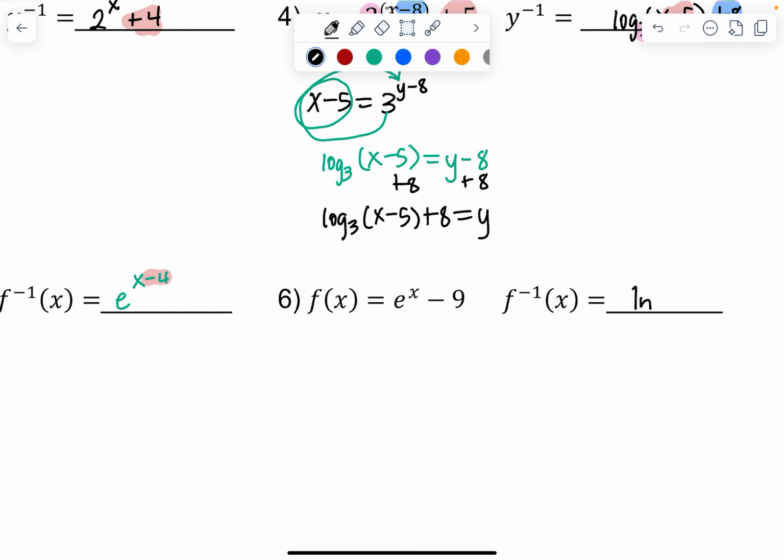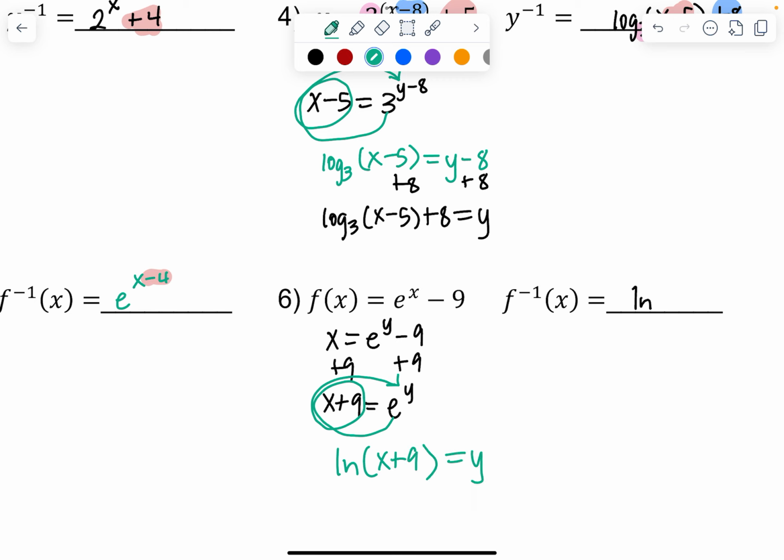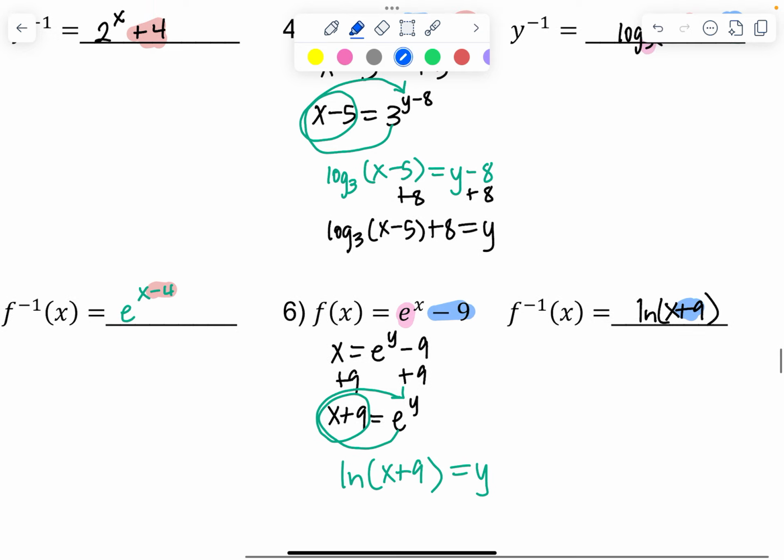All right, last one. Switch your x and y. Isolate your exponential by adding 9. Now we're ready to convert. Log base e, which is natural log, of x plus 9 equals y. And so we have e as the base, and then natural log, which has e as its understood base. A minus 9 outside became a plus 9 inside.